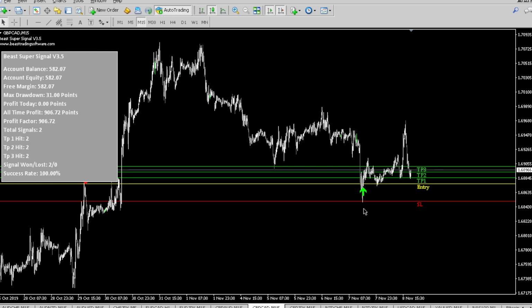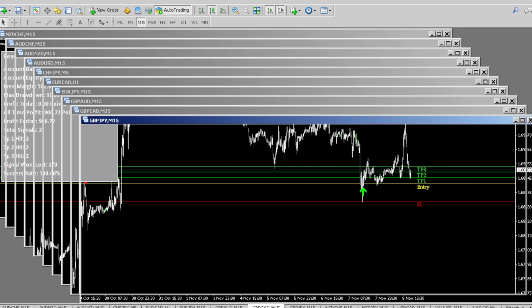Here we had only 2 signals. You can just see a sell signal over there. It was a win. Here we had another buy signal. It was a win as well. And as you can see, according to the stats, it was 100% success rate.